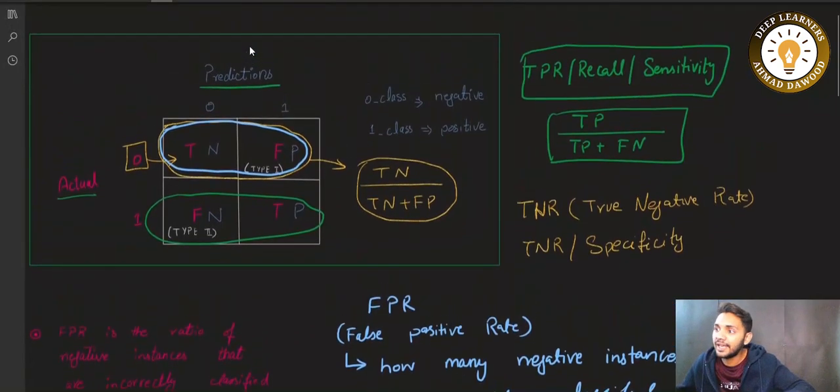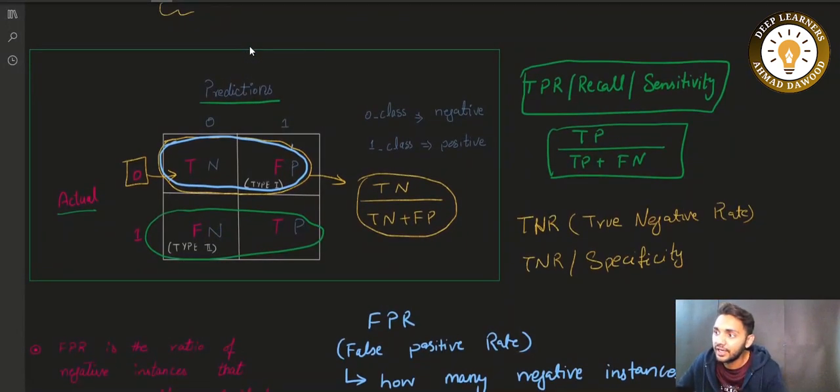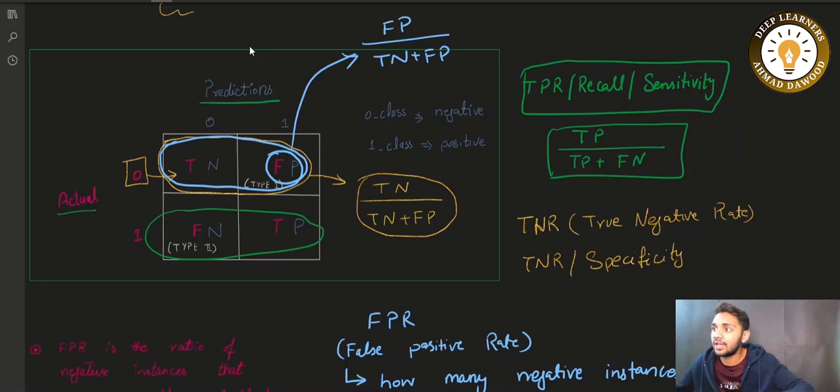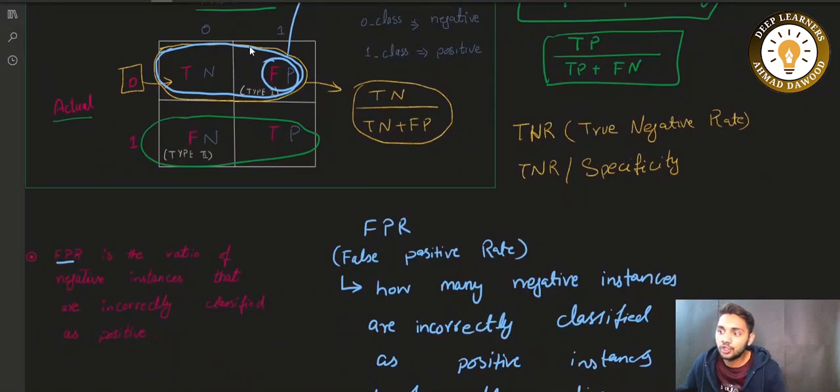How many negative instances do we have? True negative plus false positive. And these are the instances that are actually negative but incorrectly classified. So FPR, the false positive rate, is equal to FP divided by true negative plus false positive. FPR is the ratio of negative instances that are incorrectly classified as positive.